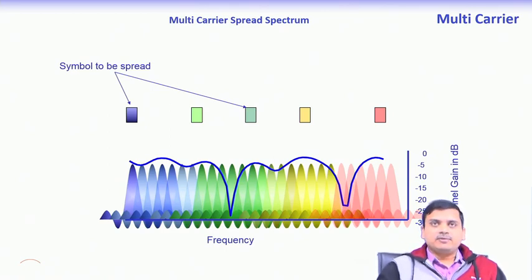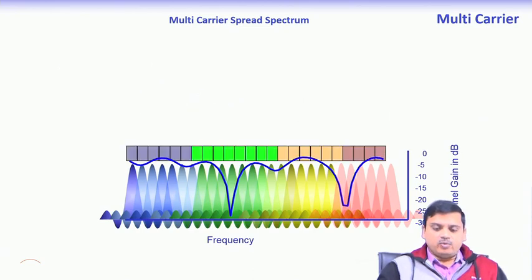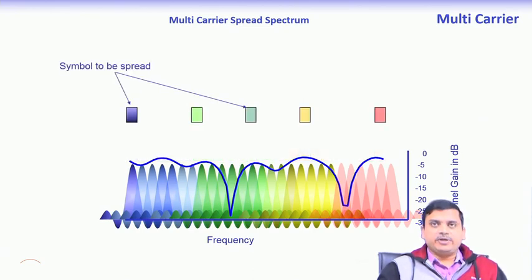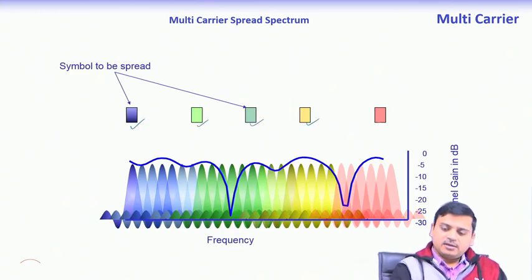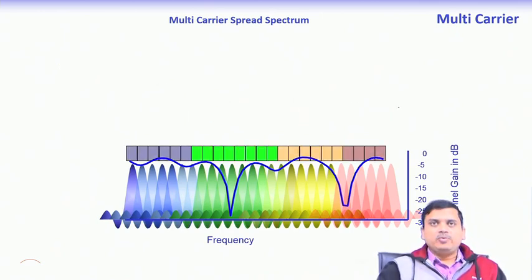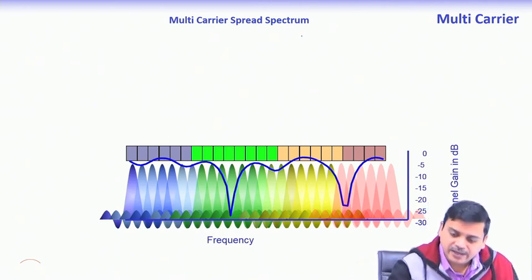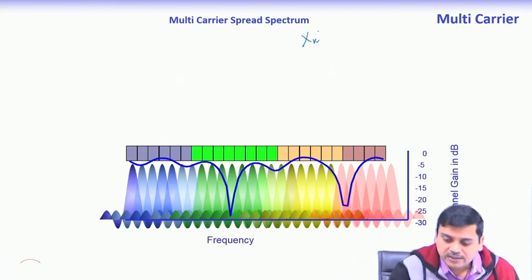So, let us say we have these colored symbols which require to be spread, and they get spread as depicted in the next picture. So, we have color coding to help us understand the picture, right. So, now we have expanded these signals. Now, how did we do it? We had x of k, let us say, which was going into IDFT at the transmitter and coming out as x of n. Okay.